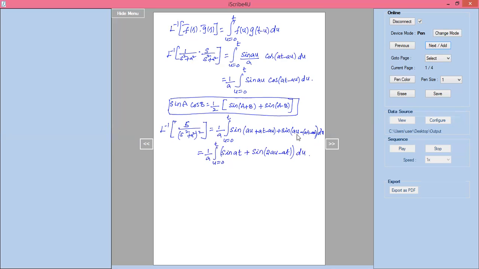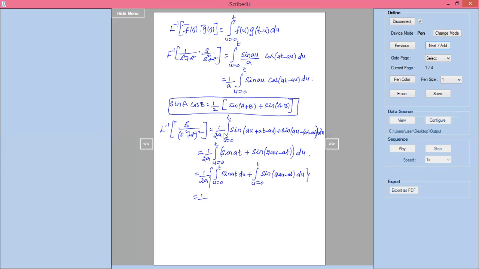How do we integrate this? While writing the formula I had 1 by 2, so we get 1 by 2A, since A is already outside. Now 1 by 2A into the integral from u equal to 0 to t of sin AT into du, plus the integral from u equal to 0 to t of sin of 2AU minus AT into du.